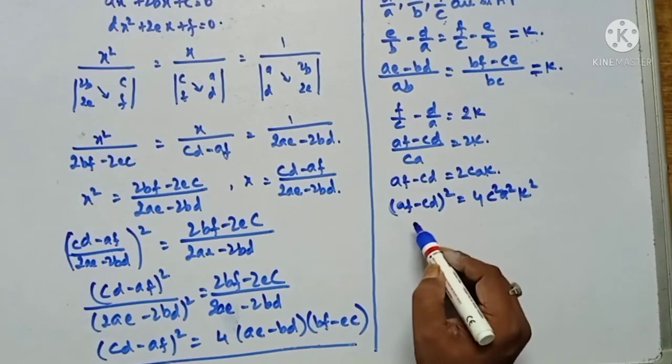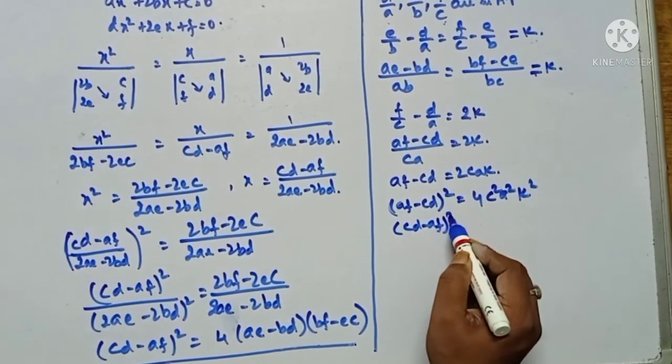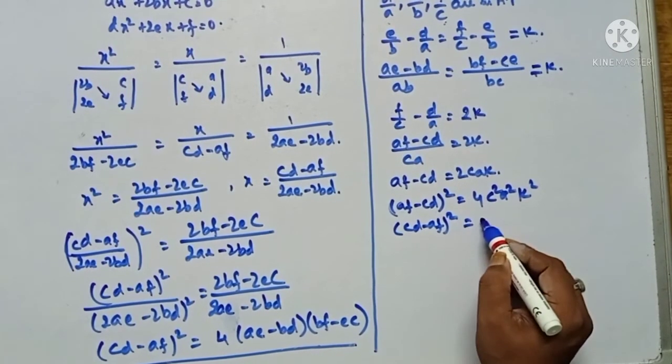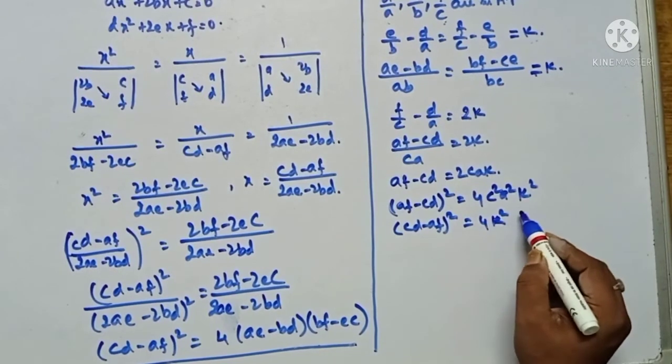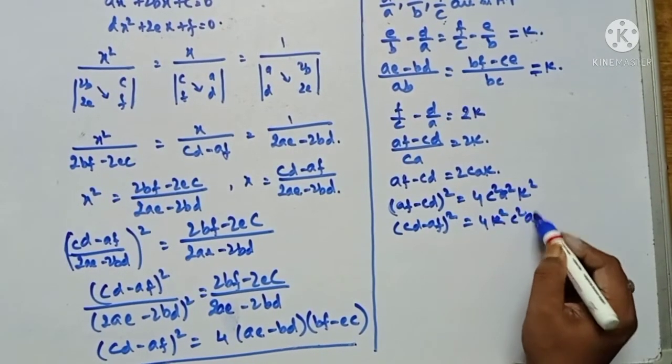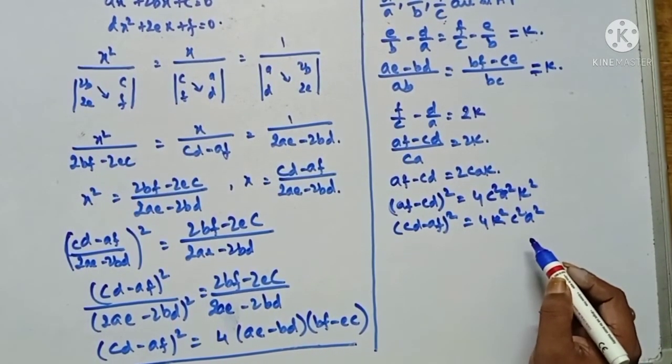You can do like this also, that is (CD minus AF) the whole square. This will be 4k square, k square, c square, and a square. Now here you see one thing.